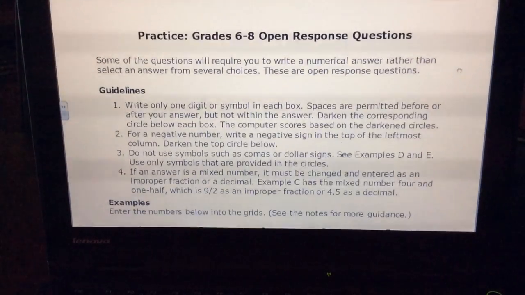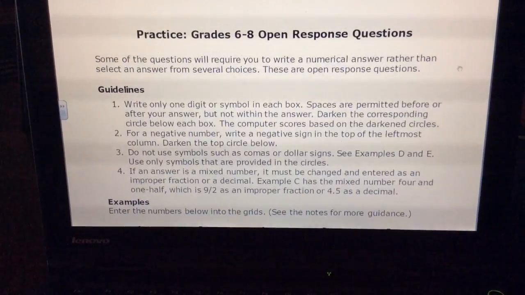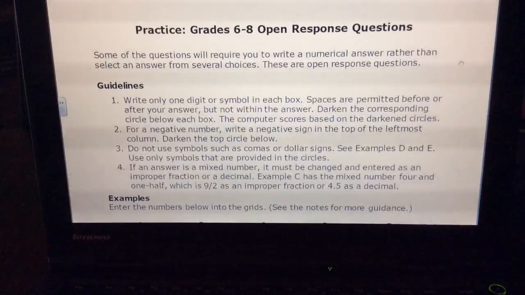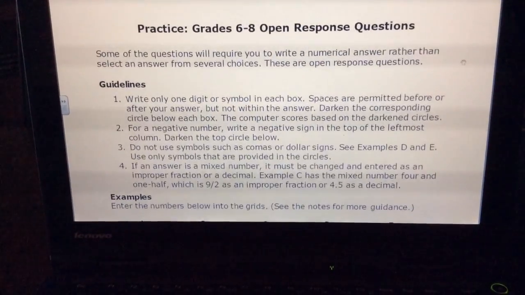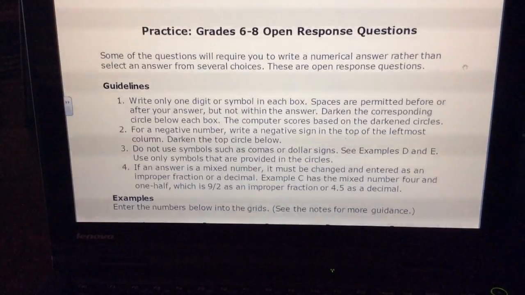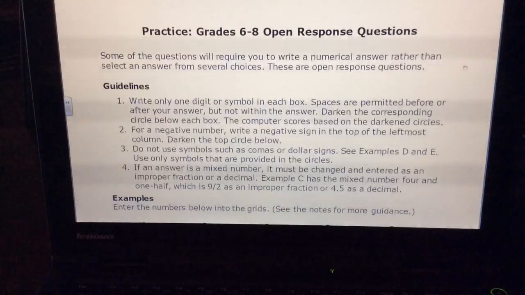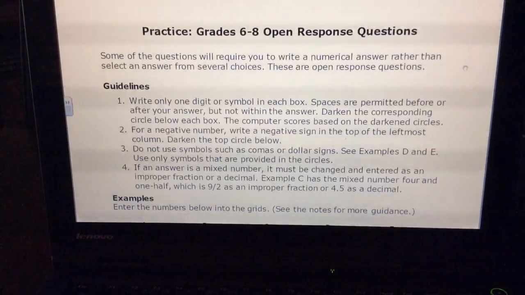Hello, I'd like to do a short video about gridded response questions because it's something that we don't talk about a lot during the year, but it's something you have to be able to do on the EOG at the end of the year. So this is what the state of North Carolina sends out about gridded questions, and I thought we'd just read through it, and then we will grid some of the examples at the bottom.